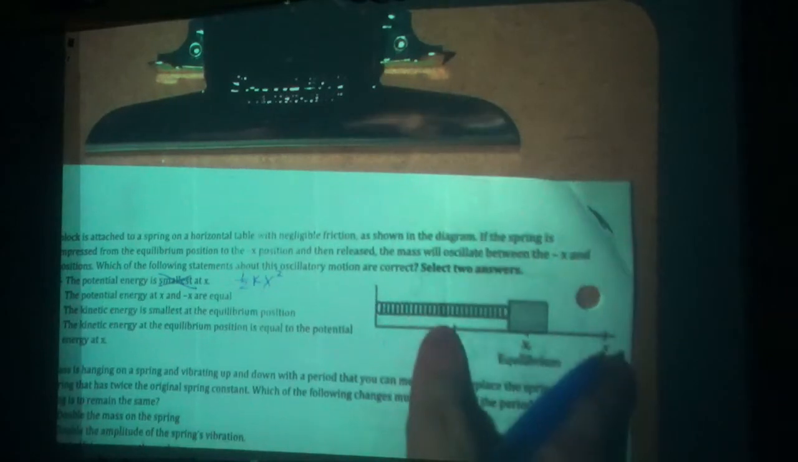The potential is the smallest at x. No, definitely not. Potential energy is 1/2 kx squared, so at x, the biggest displacement, it would be the greatest, so not true. The potential energy at x and negative x are equal. Yes, that would be true because you have 1/2 kx squared, 1/2 k negative x squared, but when you square this, it becomes positive, so you're getting the exact same value, both positive, so they are equal.